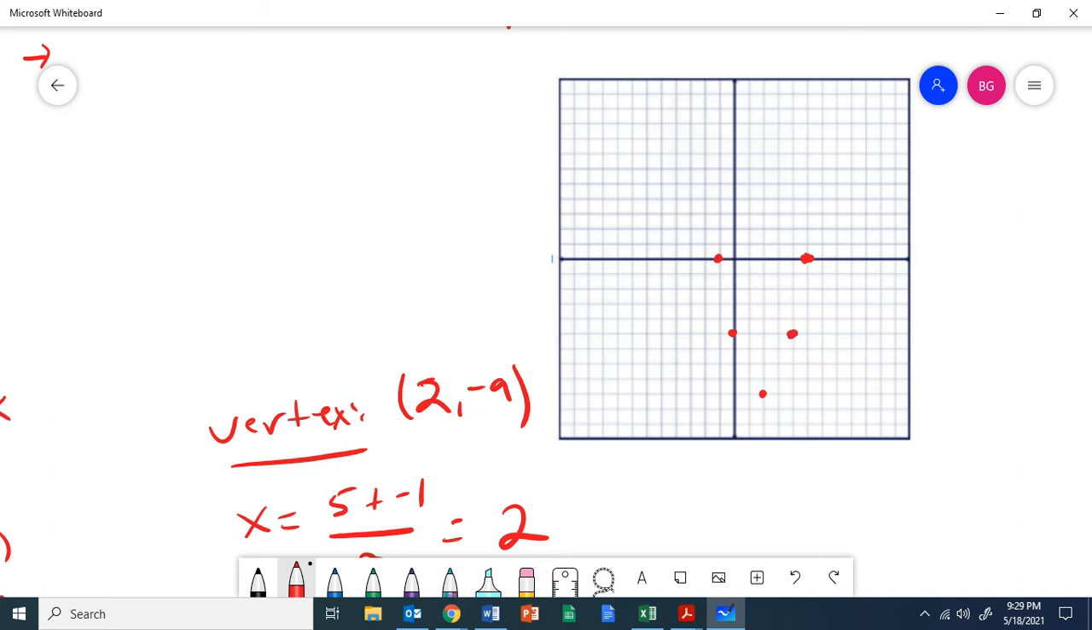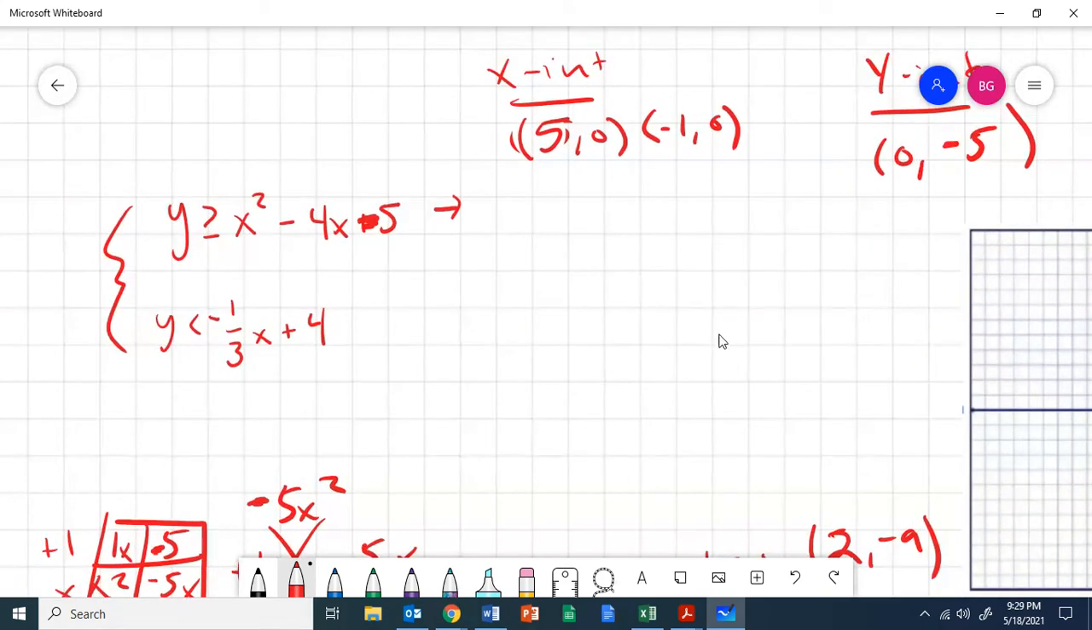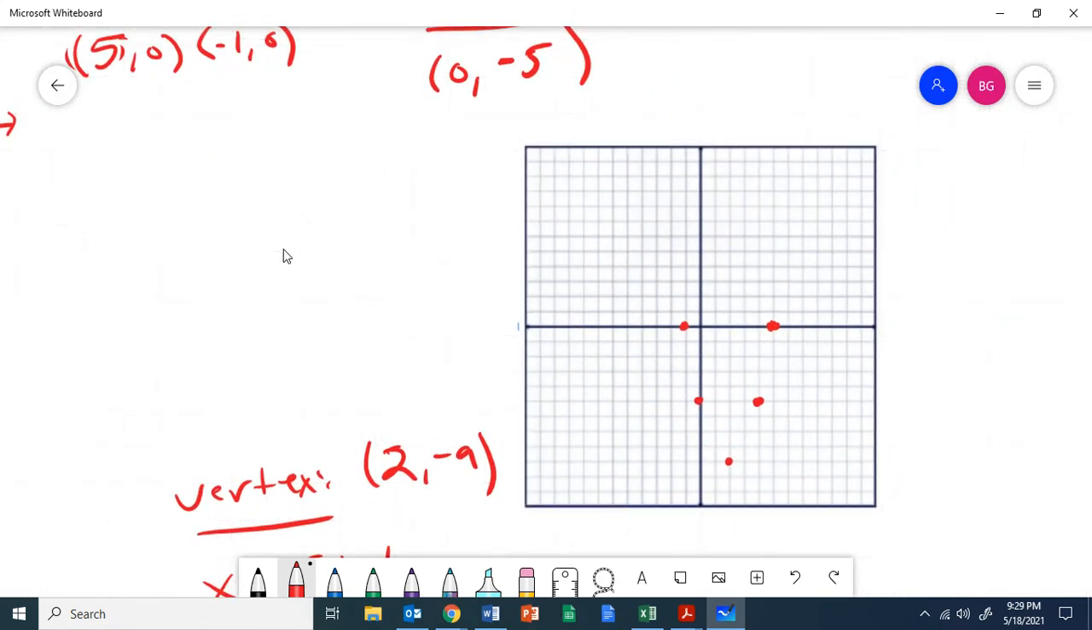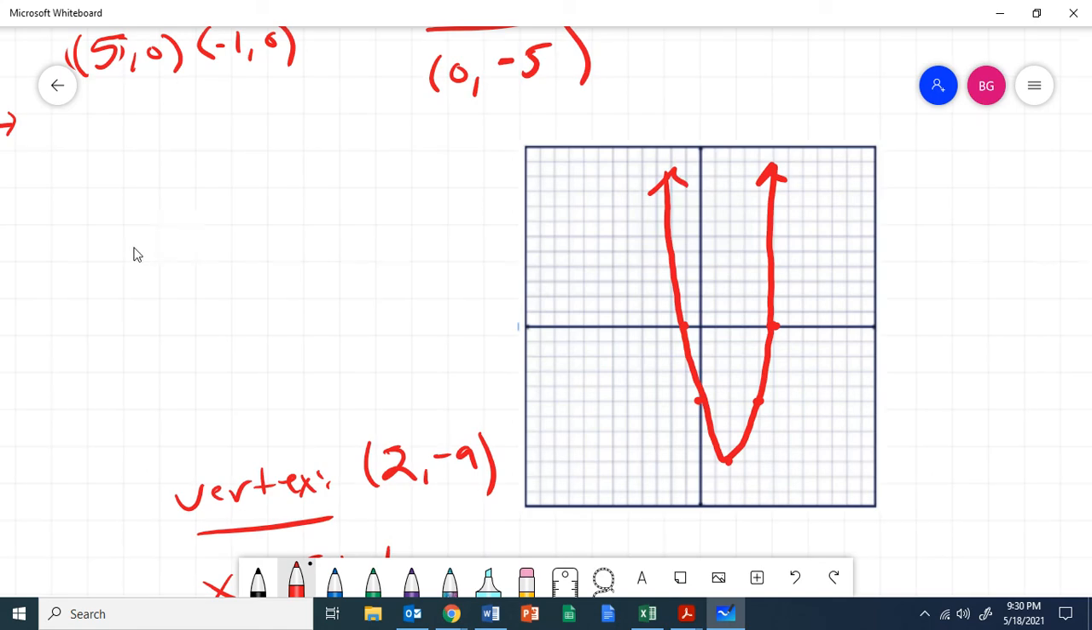Okay, now this one was greater than or equal to, I believe. Let me double check. Yeah, greater than or equal to. So will this one be solid or dashed? Well, this one should be solid. So I'll make the best solid one I can here. All right, and there is our quadratic.